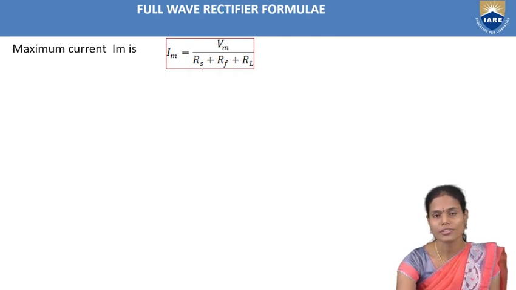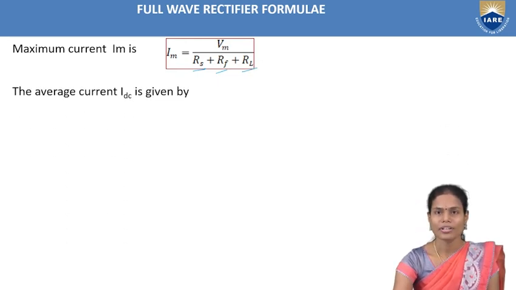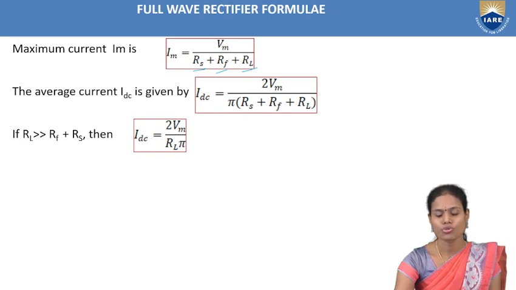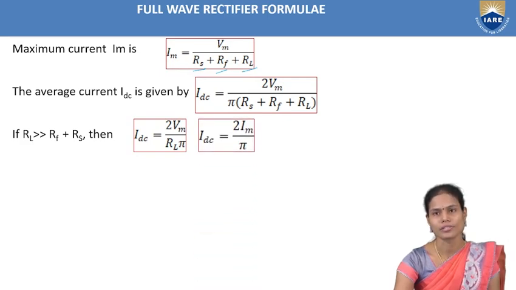Vm divided by all the resistances present in the rectifier, that is the secondary winding resistance Rs, the forward resistance Rf of the diode, as well as the load resistance RL. And the average current IDC is 2Vm by pi times (Rs plus Rf plus RL). So if the RL value is far greater than the sum of Rs and Rf, then we can write it as 2Vm by pi RL, or else 2Im by pi. IDC equals 2Im by pi.